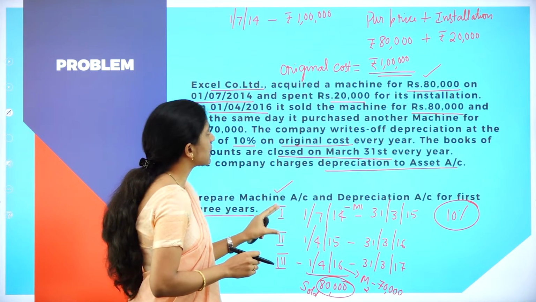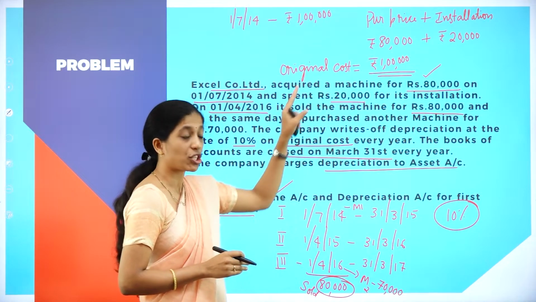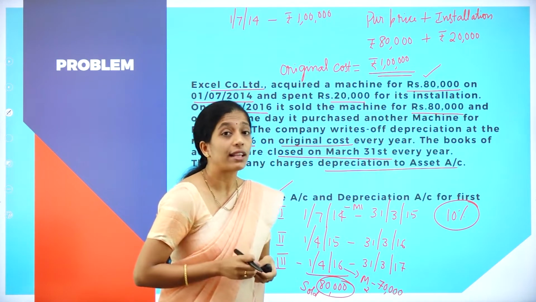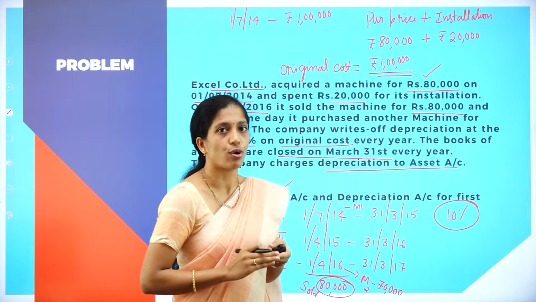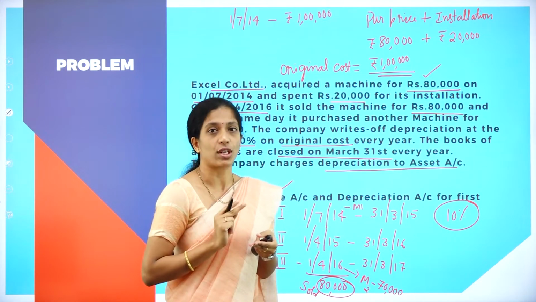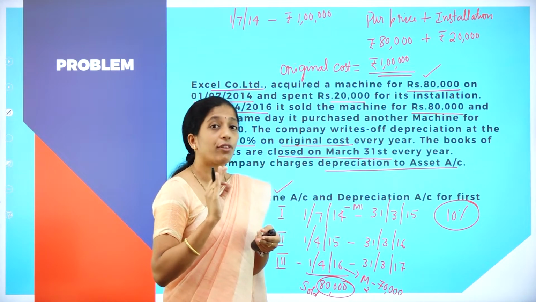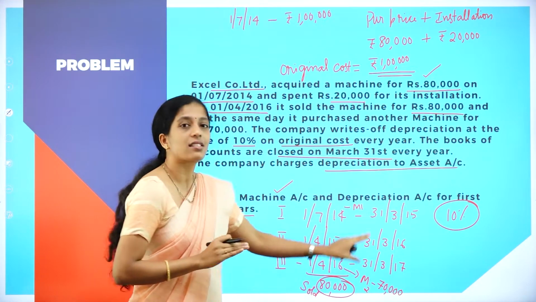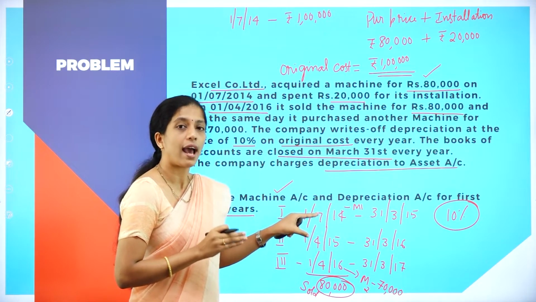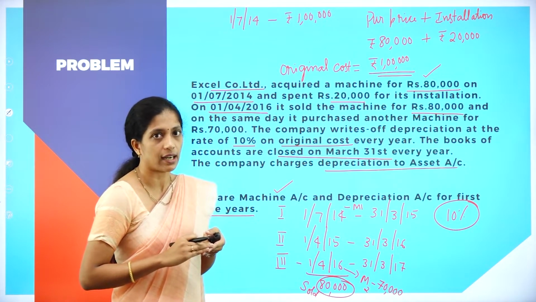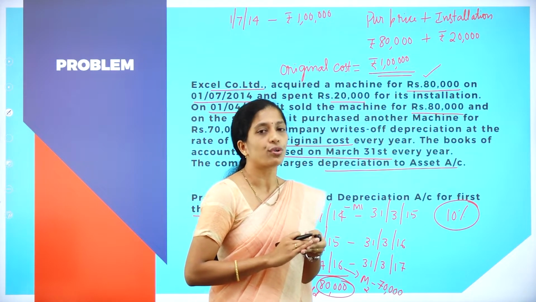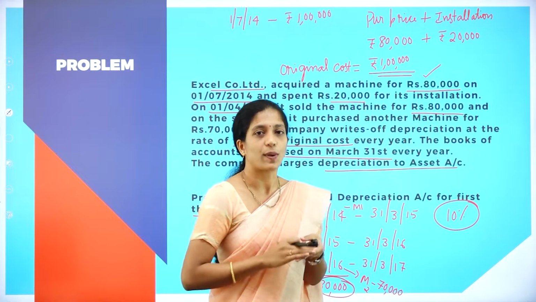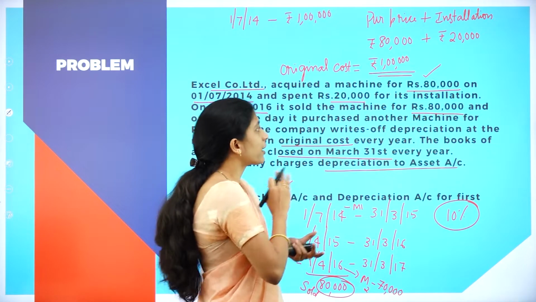Okay, I have clearly explained what is the original cost of the machine, when they have purchased it, when they have sold the old machine and when they have purchased the new machine also. So here we are having 2 machines. Okay, you have to be very careful. So before going to the journal entries, better you write these dates and what transaction happened in that particular financial year, so that it will be easy for you to prepare ledger accounts, that is machinery account as well as depreciation account. Hope you are clear with the problem.